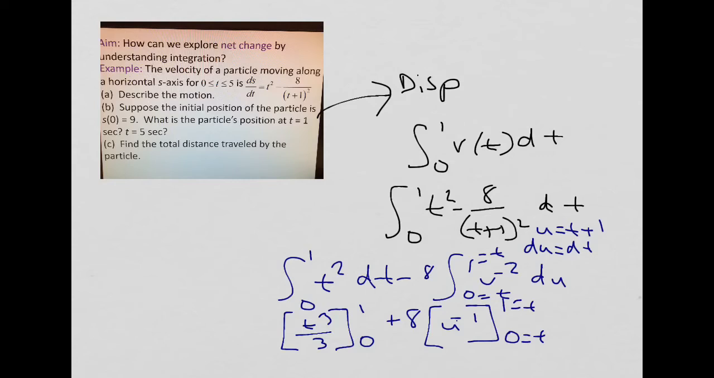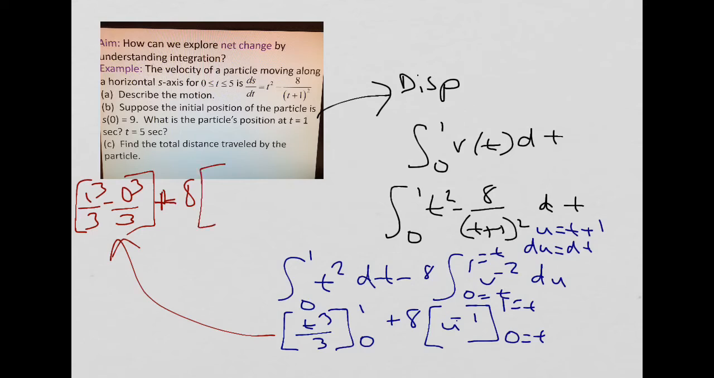So I'm running out of a little bit of space here. So I'm going to go up here. 1 cubed over 3, 0 cubed over 3. We all know that's going to be 1/3. And we're adding the 8. That's a plus sign. And like I said, we're putting the u back in there. So u was t plus 1, so that's going to be a negative first power. If you want to write it as a fraction, you don't have to. And we're plugging in 0, 1 now.